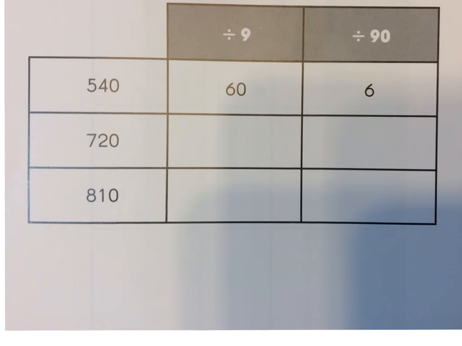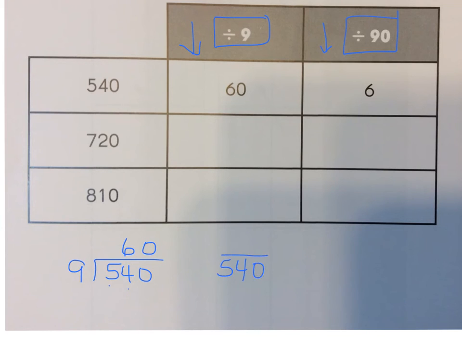In this table, the answers in this column will be divided by 9, and this column will be divided by 90. So if we take 540 divided by 9, 9 doesn't go into 5, goes into 54 6 times with no remainder, and I need a 0 here, so 60. If I want to take 540 divided by 90, I could work it out this long way, but we just learned the shortcut. To divide by 90, you knock off the 0 first, and then what's left is 54 divided by 9, which gives us 6.